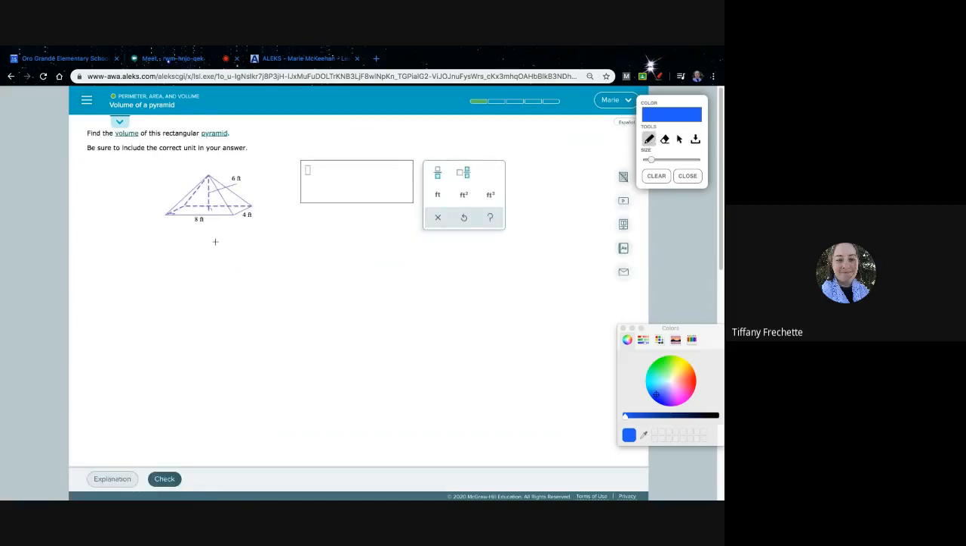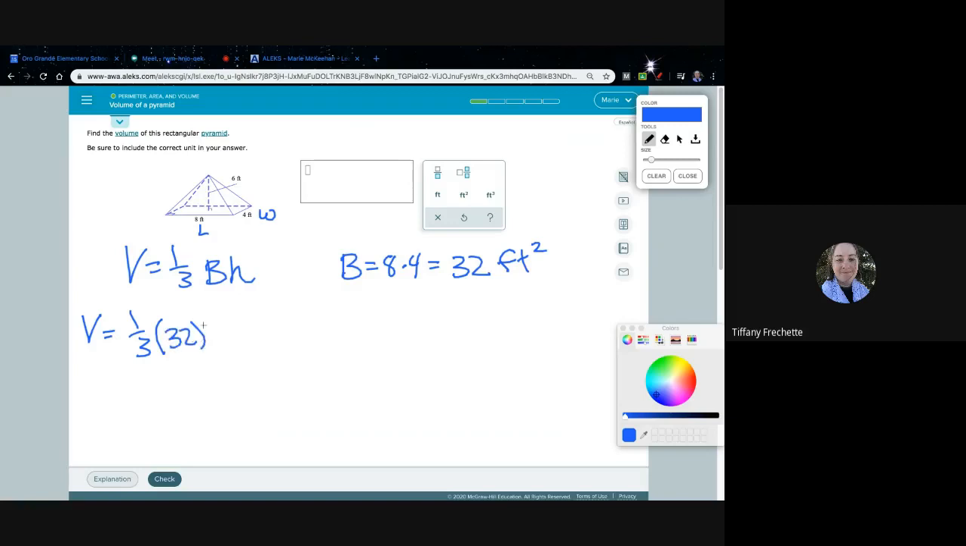Okay, so we have another rectangular prism. So remember, volume equals 1/3 base times height. So volume equals 1/3. We need to know what is our B and what is our H. So B is the base of the pyramid. The base is another rectangle. It tells us that's a rectangular pyramid. So we have length times width. So we have 8 times 4, which gets us 32. And this is feet squared. So we're going to put 32 here instead of B.